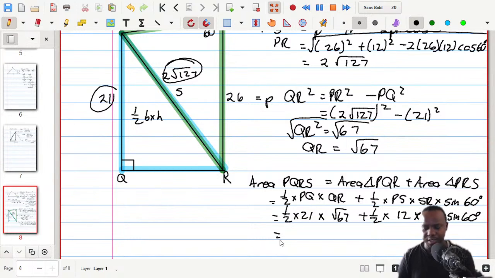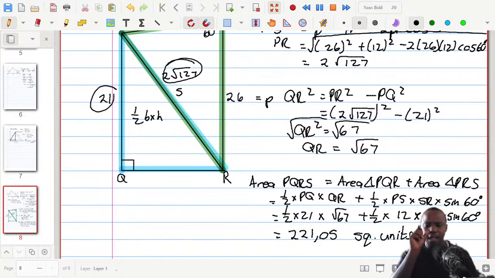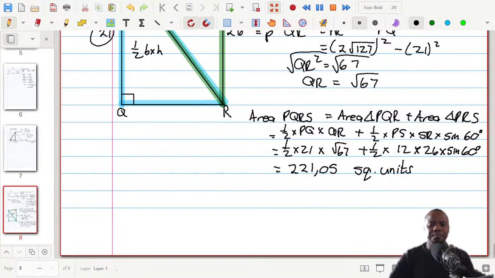So let's just type this into the calculator, get the final answer. This is 67 plus 1 over 2 times 12 times 26 sine of 60. And we get an answer of 221,05 square units. Brilliant. And that marks the end of our session of the sine, cosine, and area rule for grade 11 trigonometry. I hope you guys found this productive. I hope that you enjoyed it, and I hope that you've learned a thing or two.